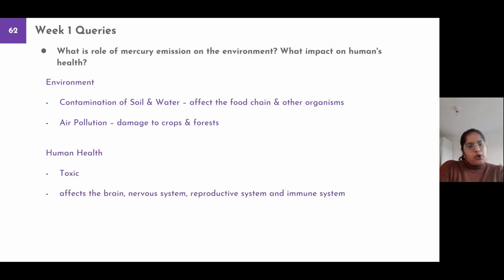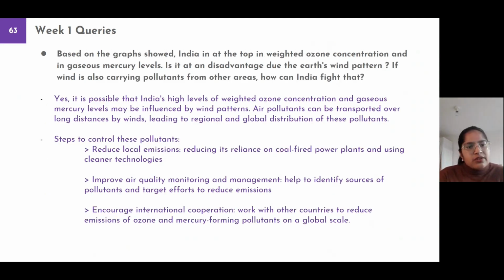So moving on to the next question, which is based on the graph shown. India is at the top in weighted ozone concentration and in gaseous mercury levels. Is it at a disadvantage due to Earth's wind pattern? If wind is also carrying pollutants from other areas, how can India fight that? Okay, this is an interesting question.